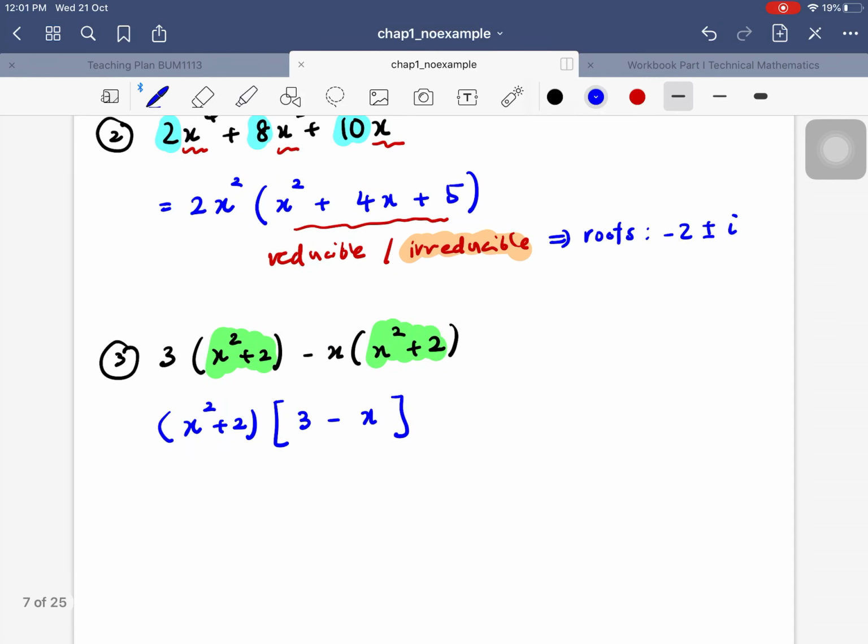And I'm going to leave it like this. This is how it should be, because why? Because x squared plus 2 is going to be irreducible. It will give you plus minus square root 2 of i. It's irreducible. And the other factor is already linear, x to the power of 1, the smallest it could be. So therefore, this is going to be our factorization. So you factor it further until it is no longer reducible.